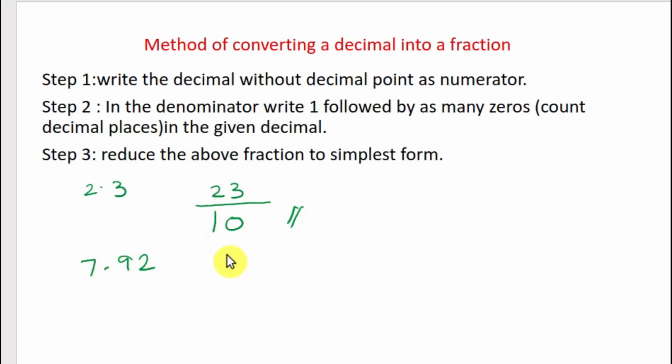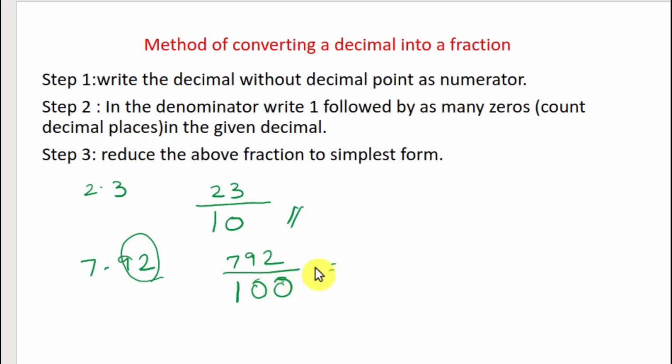7.92. First step: without the decimal point, 792, I want to write as a numerator. Second step: in the denominator, write 1 followed by as many zeros as the decimal places. Here, 2 decimal places, so 2 zeros. And reduce it to simplest form. How to reduce? 792 over 100.